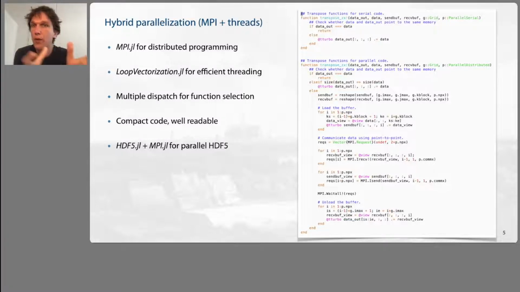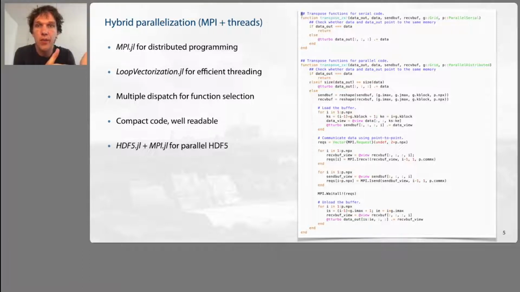While our original code was object-oriented in design, we now rely on multiple dispatch to select the proper functions. The user, for instance, generates at runtime a parallel data structure that decides whether the code is run with serial or distributed parallelization. Depending on that, it picks, as you see in the code on the right, a transpose function. The result is a pretty compact code, which I think is very readable.